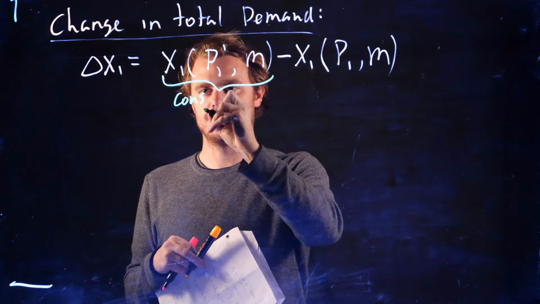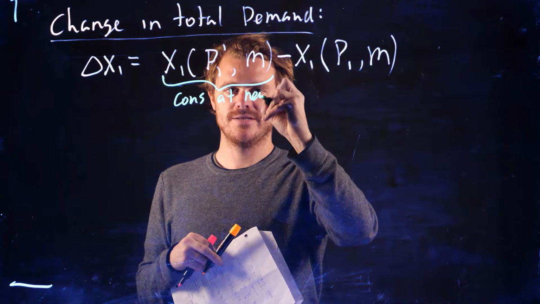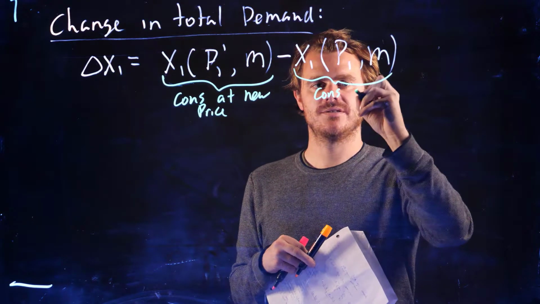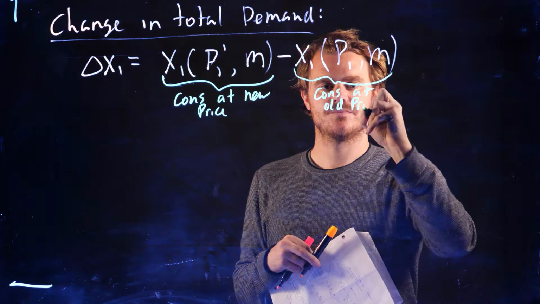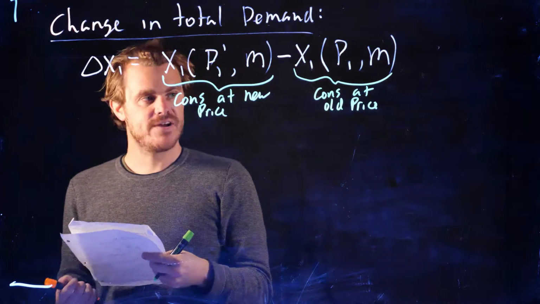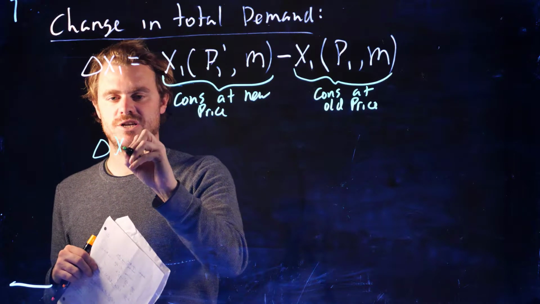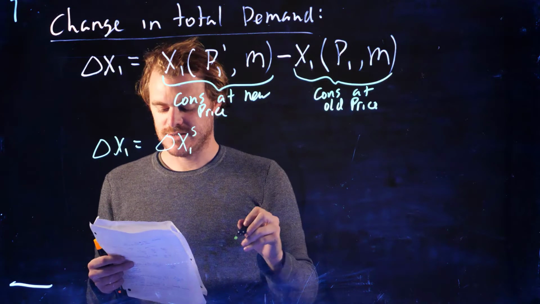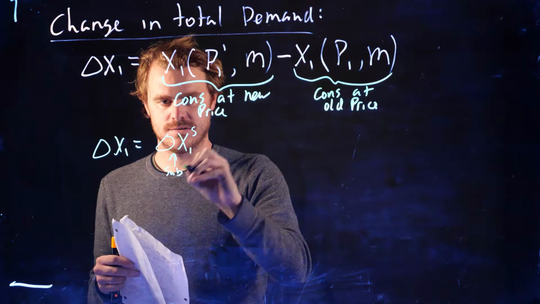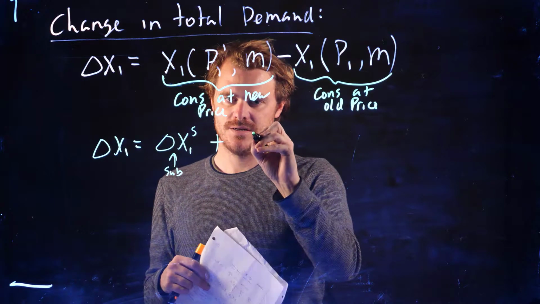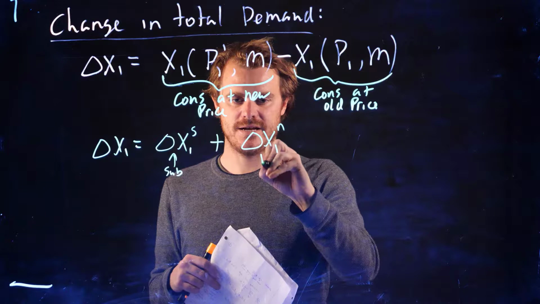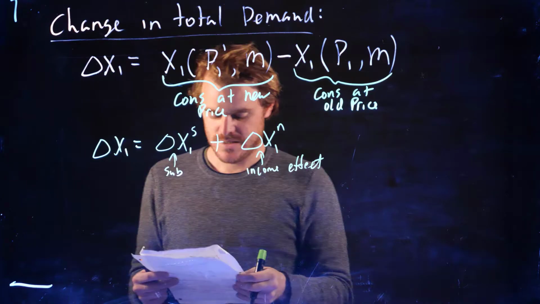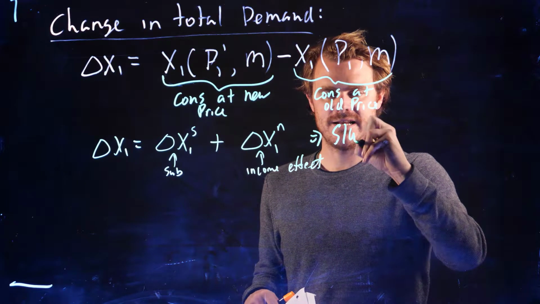So consumption at new price. And this is consumption at old prices. And we've decomposed this change in X1 into the change in X1 due to the substitution effect plus the change in X1 due to the income effect. We're going to call this the Slutsky identity.